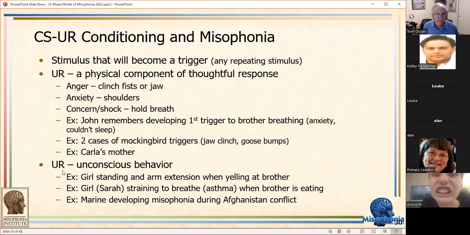Unconscious responses. One girl, standing up and extending her arms, and that was her physical reflex. Another person was straining to breathe, and she was holding her breath and tensing her face. There was a person who developed misophonia in the Afghan conflict. The Marine, marching along, gets back, sitting in his barrack with a person beside him eating, and he clenches his shoulder, his right arm, and turns his head. Whether the trigger is on the right or the left, it's the right arm that clenches and the head turns to the right.